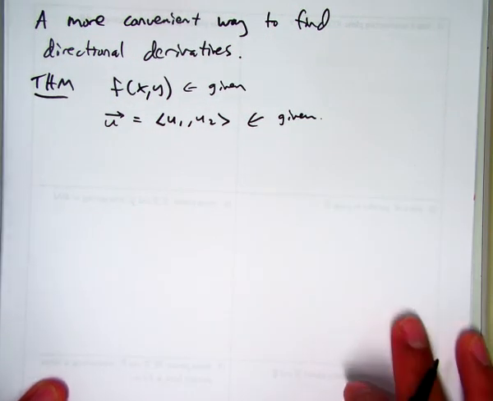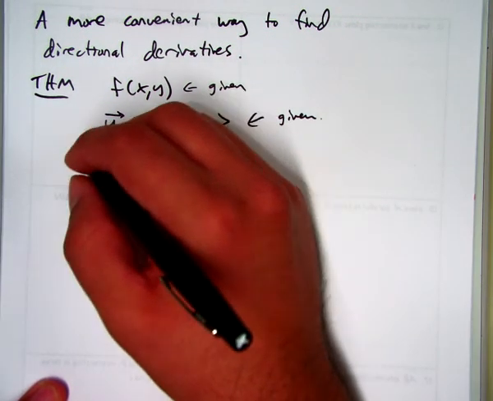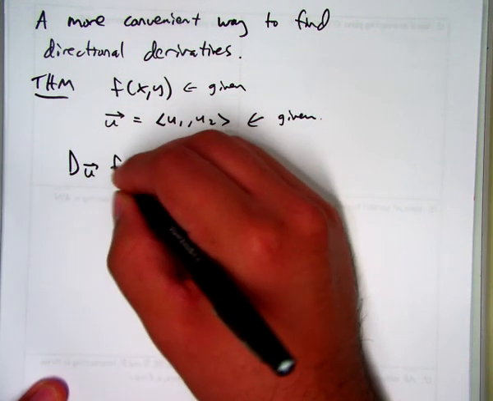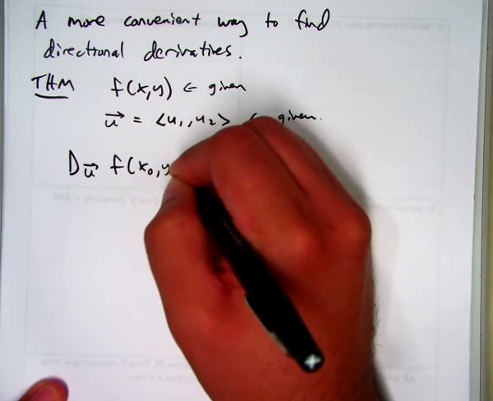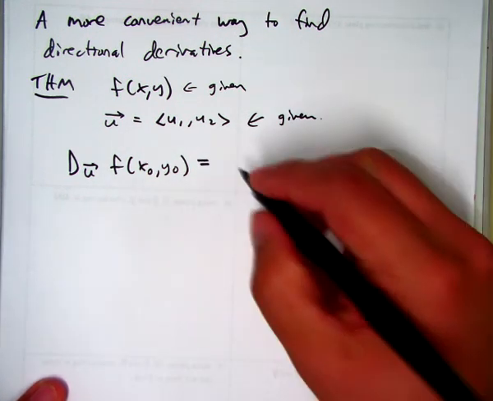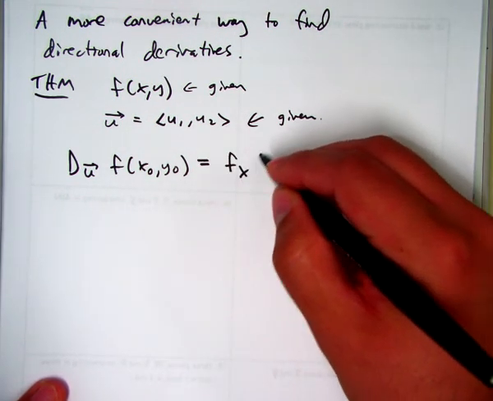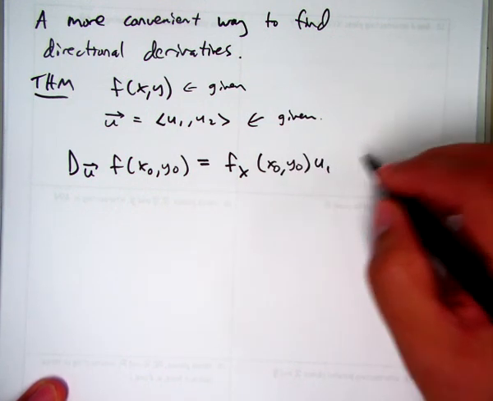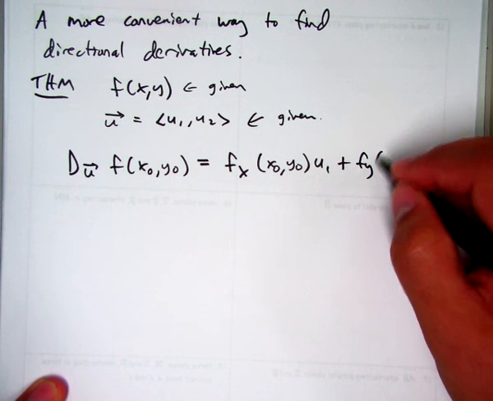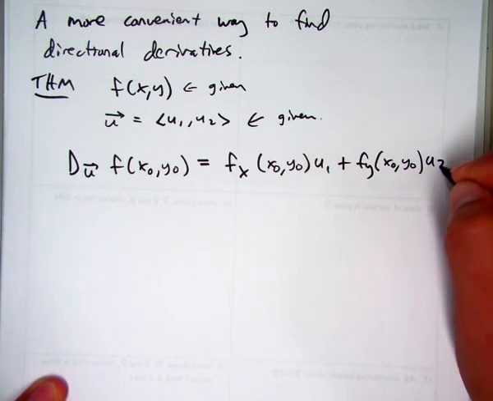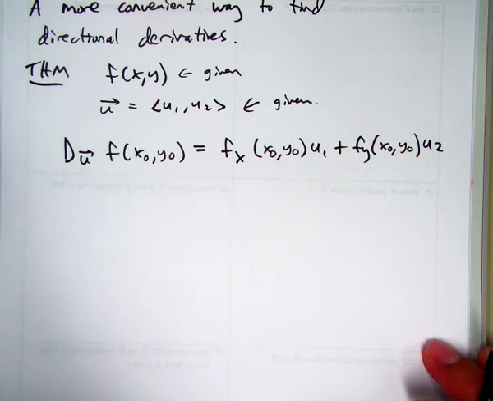The theorem says that the directional derivative of f at a particular point, (x0, y0), is simply going to be partial x evaluated at that point times u1 plus partial y evaluated at that point times u2. Here's the proof.